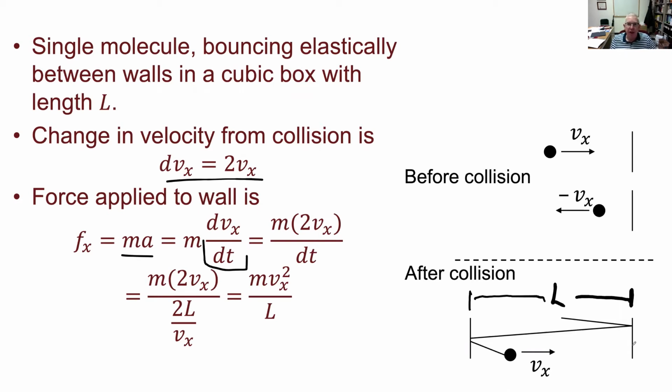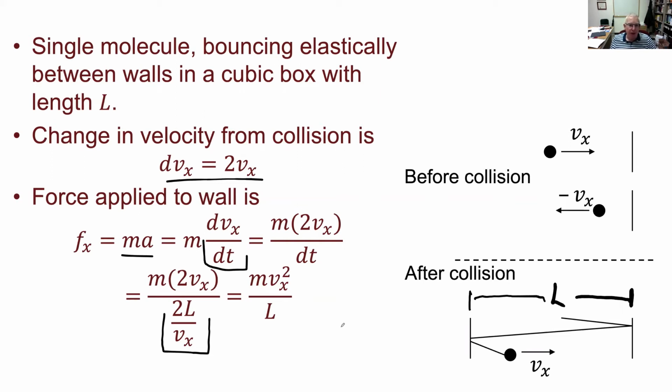So it'll hit any given wall every time it travels a distance of 2L. Down here, for the increment of time, I've put 2L, which is the distance, divided by Vx, because that's the velocity, right? If I take distance and divide it by velocity, I'm going to get time. So that's my time step for the time that it takes between hitting that wall once and hitting it again.